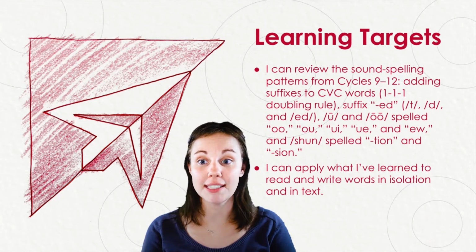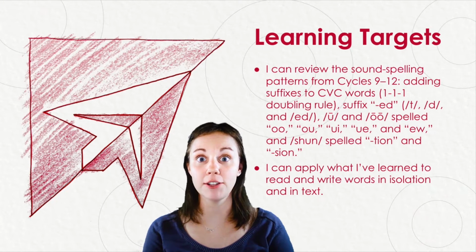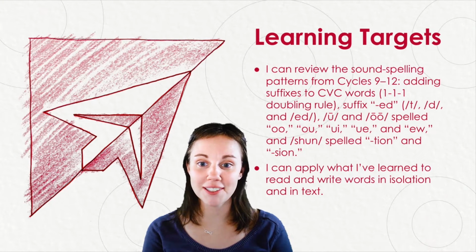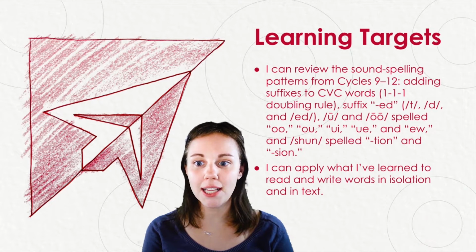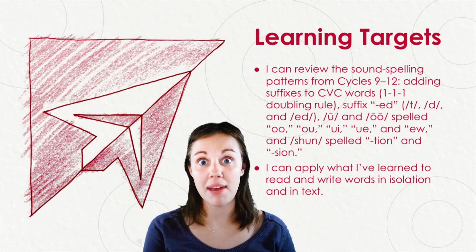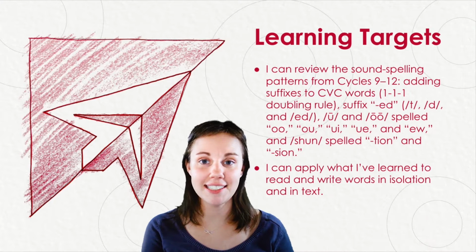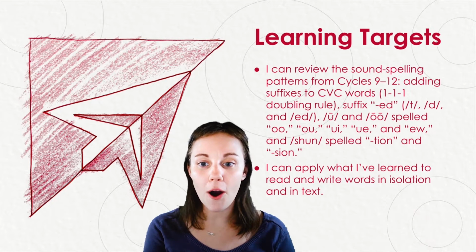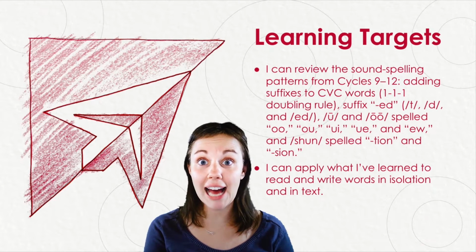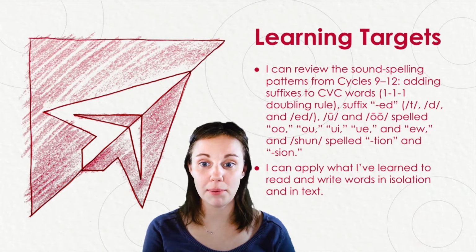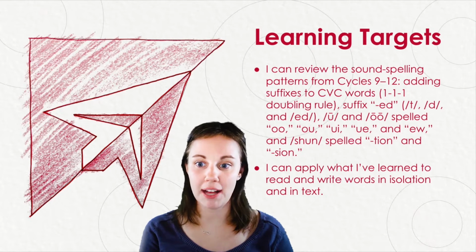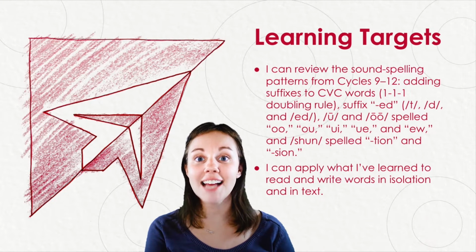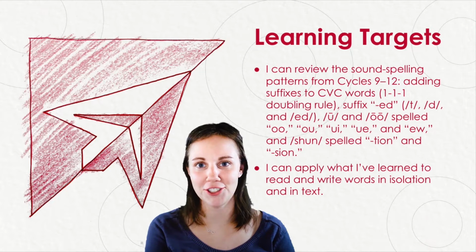I can review the sound spelling patterns from cycles 9 through 12, adding suffixes to CVC words, the 1-1-1 doubling rule, suffix ed, making t, d, and id sounds, long u and oo spelled o-o, o-u, u-i, u-e, and e-w, and shun spelled T-I-O-N and S-I-O-N. That's a lot to remember, but I know you're up for the challenge.